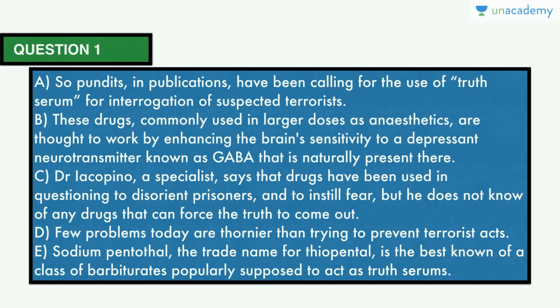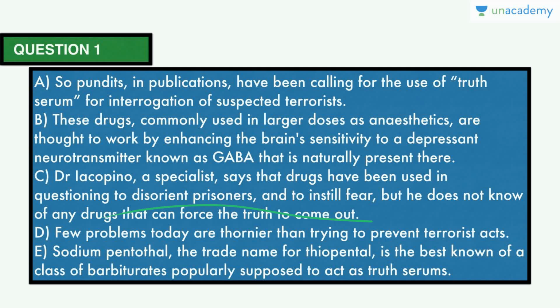Pundits in publications have been calling for the use of truth serum for interrogation of suspected terrorists. These drugs, which drugs? Truth serums. These drugs, commonly used in larger doses as anesthetics, could be some other drugs, are thought to work by enhancing the brain's sensitivity to a depressant neurotransmitter known as GABA that is naturally present there. Doctor, a specialist, says that drugs have been used in questioning to disorient prisoners and to instill fear, but he does not know of any drugs that can force the truth to come out.